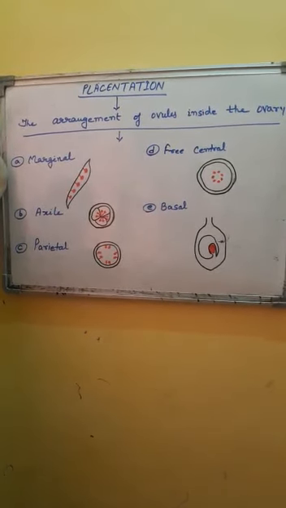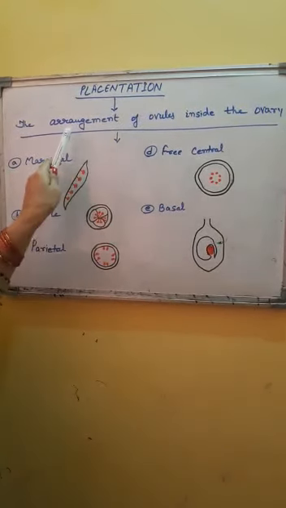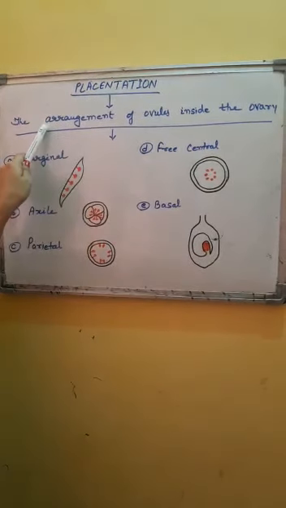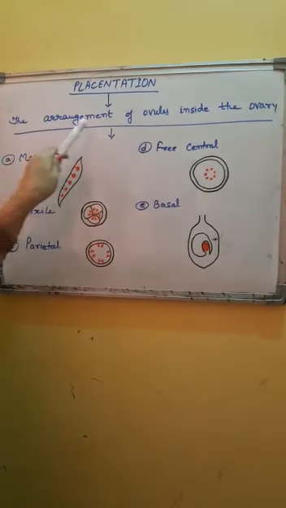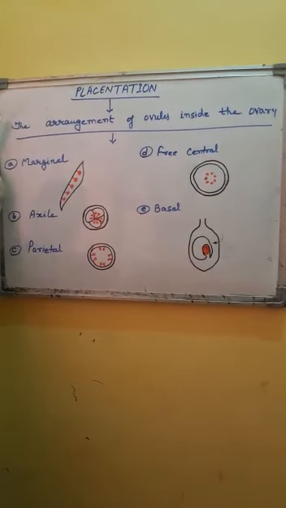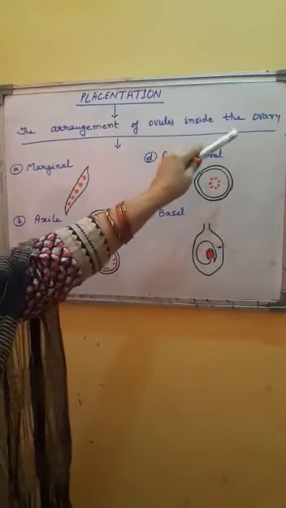The arrangement of ovules inside the ovary is called placentation. How ovules are arranged on the placenta, and what the position of the placenta inside the ovary is, is called placentation. So it can be defined as the arrangement of ovules inside the ovary.